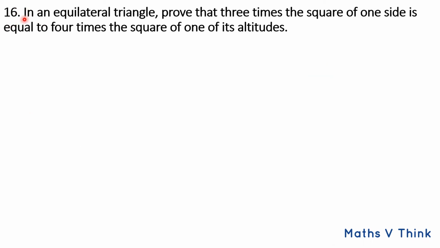The 16th question says, in an equilateral triangle, prove that 3 times the square of one side is equal to 4 times the square of one of its altitudes. First, we'll draw the diagram.